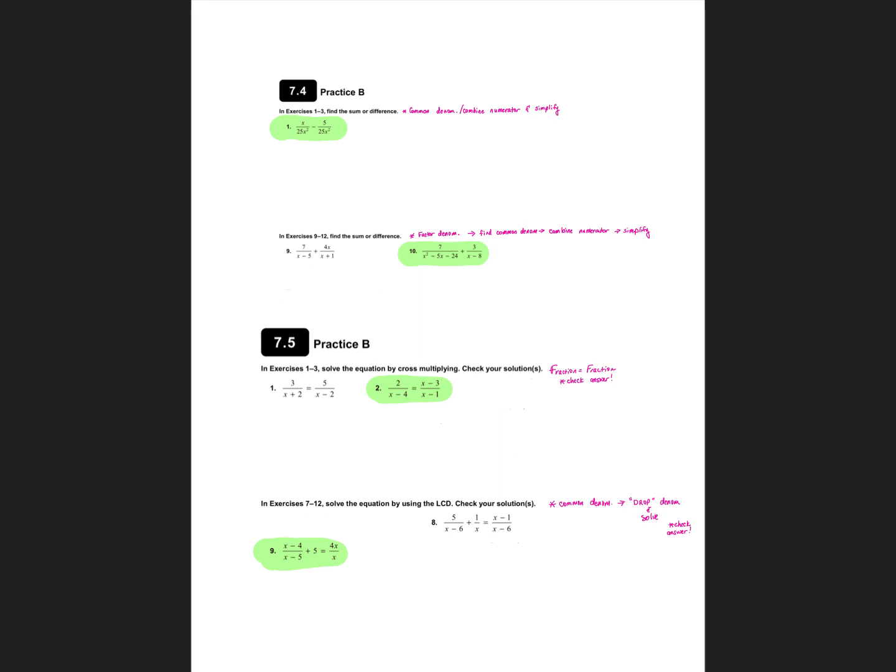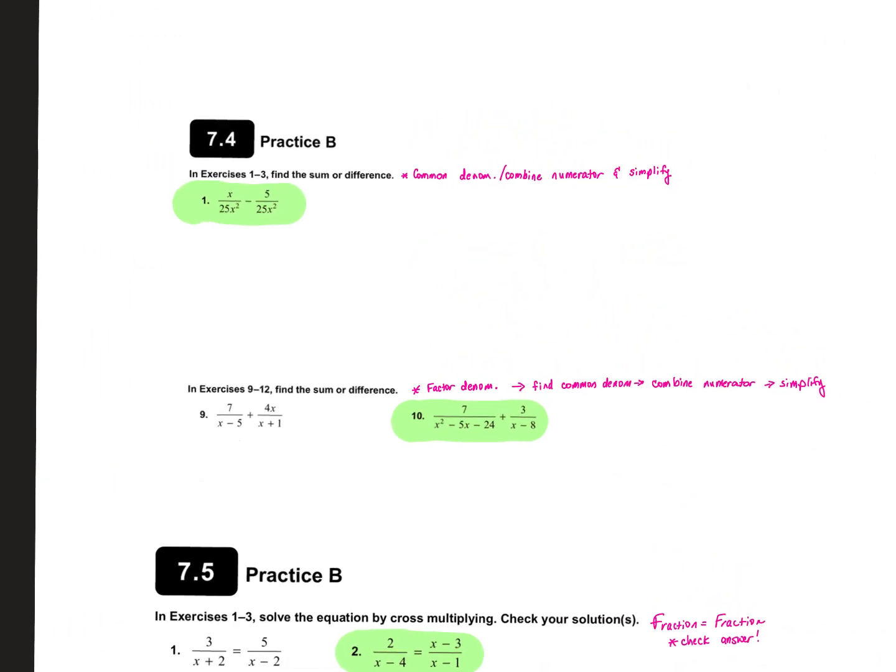The test is Monday. I'm going to post all of the answers this weekend, everything all worked out so you can see it. But the ones in green, I'm going to do with you today. So when you leave, all the ones in green should be completely done, not just the answers. You need to do it on your own.